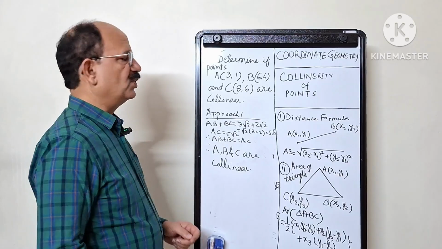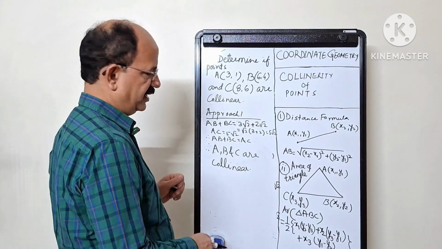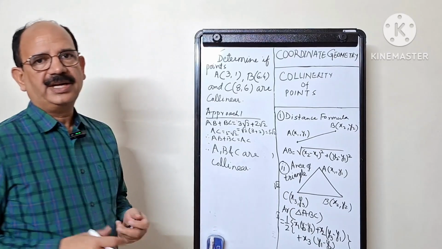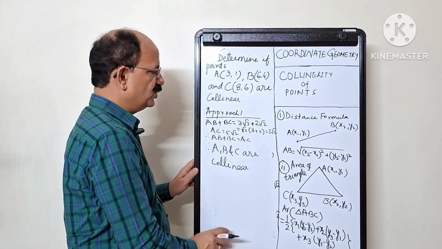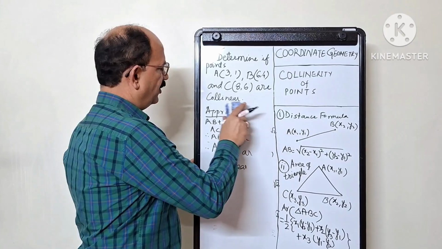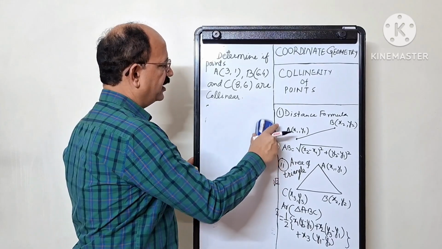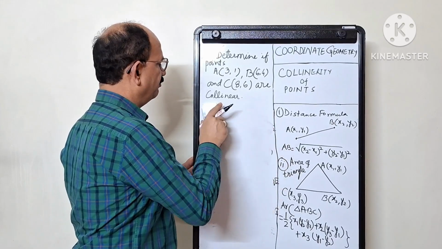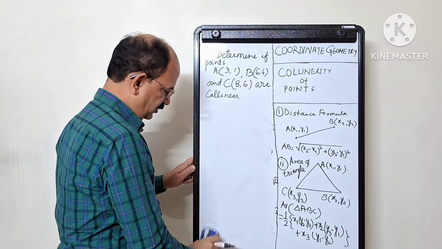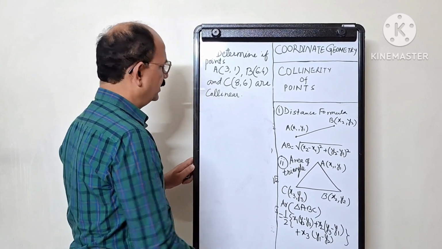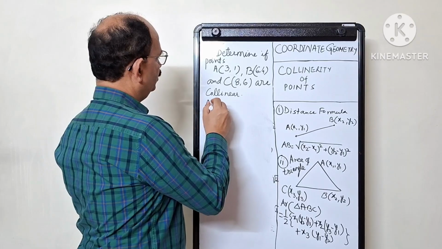So this is one approach of proving collinearity. Let's talk about another approach, which is using the formula of area of triangle and also again the related concept of triangle. So let's look at that. This is approach 2.